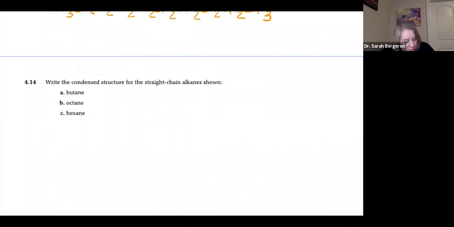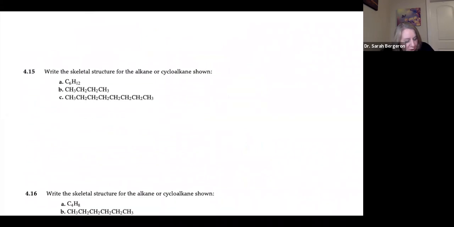All right, let's see. Here we go. Write the skeletal structure. So remember, skeletal structure is that bare bones and it's just the sticks. So just sticks, right? And I'm gonna add something on here. I want you to also name it, okay? We're gonna write the name and we're gonna draw the skeletal structure.